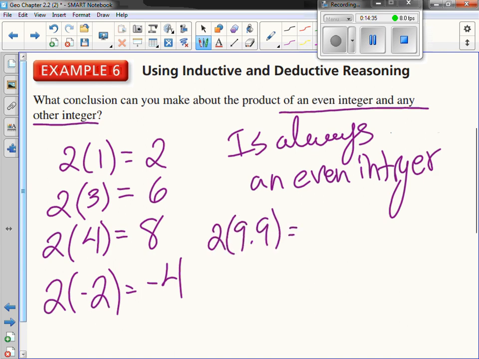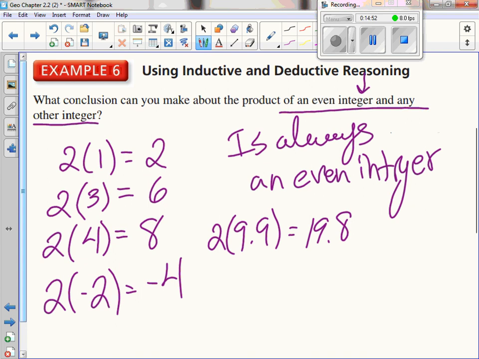9.9. 2 times 9 is 18, carry the 1. 19.8. So what would we say about this? What is an integer? Positive or negative whole number.